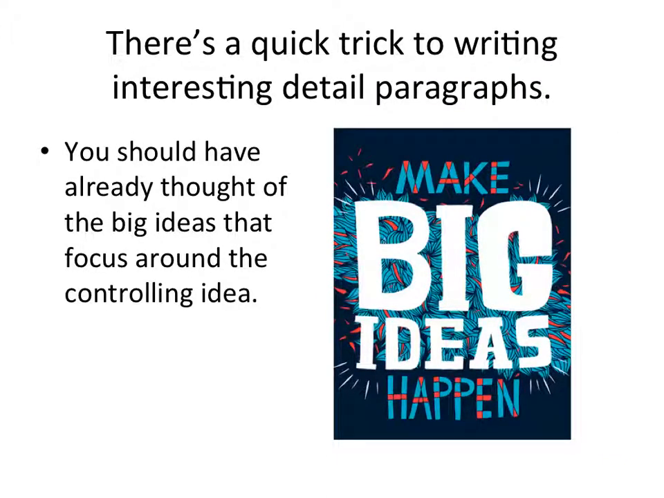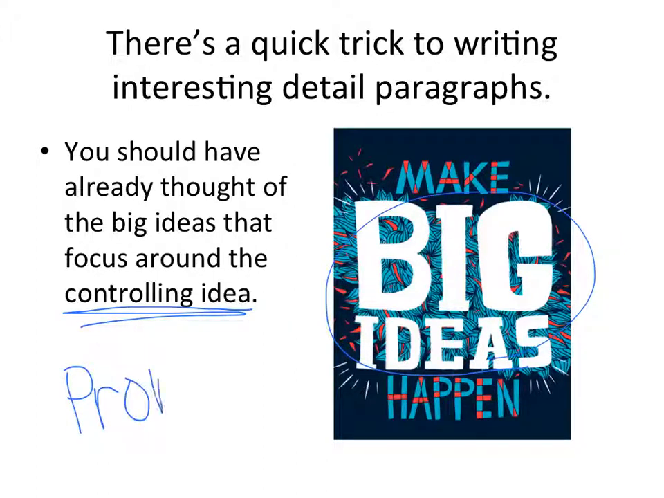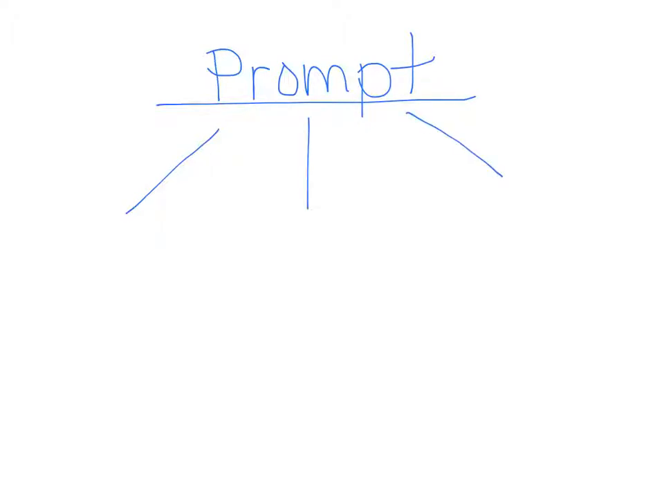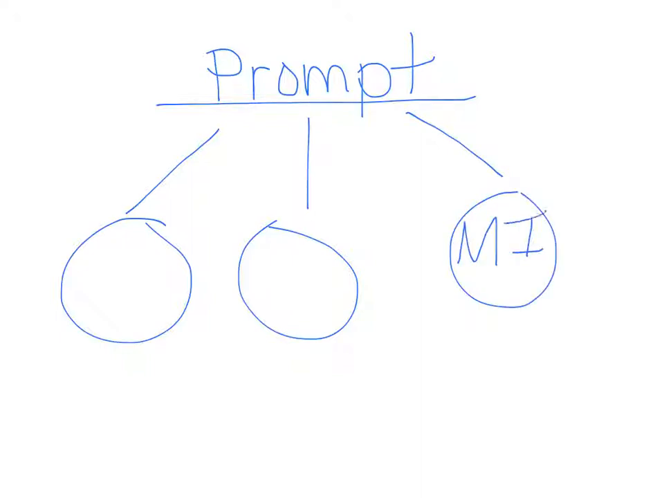When we write interesting detailed paragraphs, our big focus or our big idea should already be in our head. Our big idea is the controlling idea or the prompt. This is why we are writing this essay. You should have thought about the prompt, the controlling idea, and you should have created some big ideas. I use 3. It could be 2 really great details. It could be 4. It could be 5. But you should have some main ideas that support why you are writing this topic.